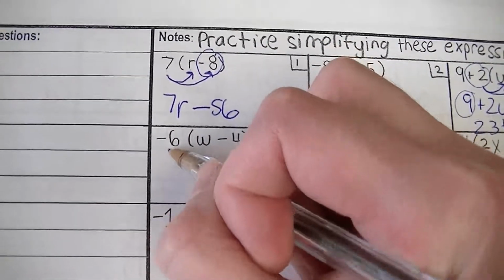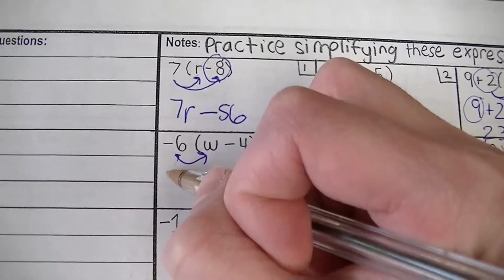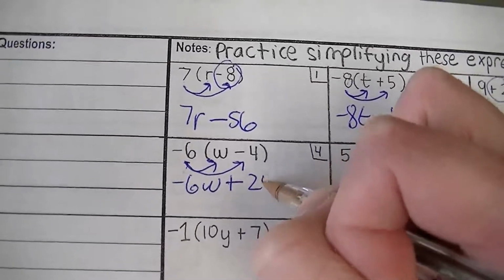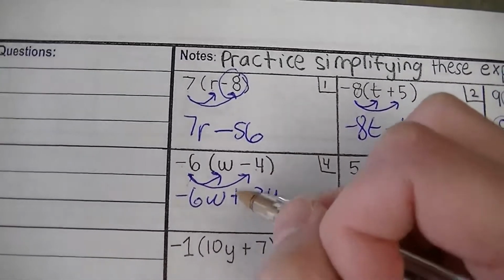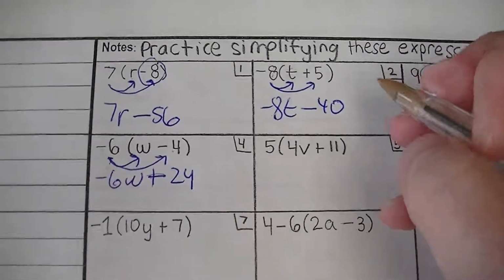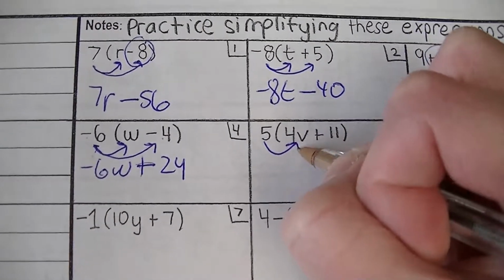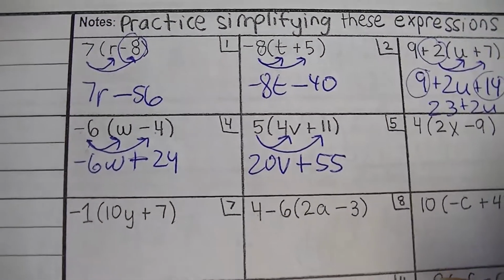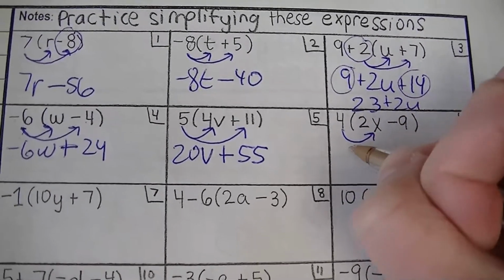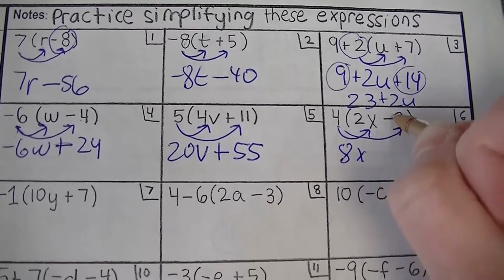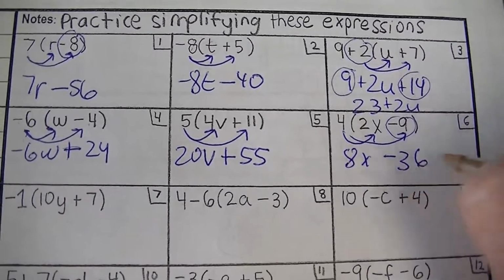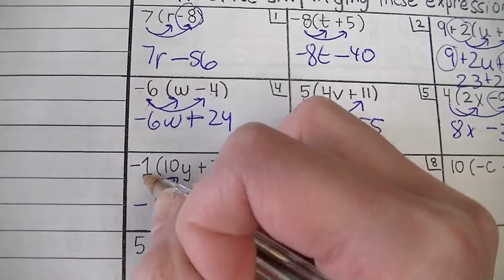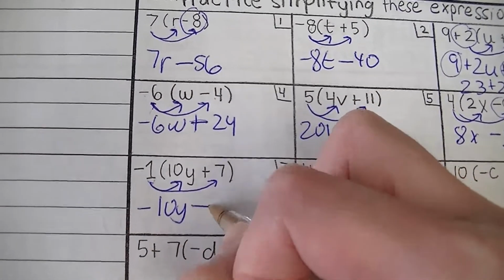Okay, right here. Number 4. Negative 6 times w is negative 6w. Negative 6 times negative 4 is a positive 24. Okay, look, negative times a negative, okay? That's why we got the positive 24. Don't let that mess you up. Stay focused. 5 times 4v is 20v. 5 times a positive 11 is a positive 55. 4 times 2x is 8x. 4 times a negative 9 is negative 36. Negative 1 times 10y is negative 10y. Negative 1 times a positive 7 is a negative 7.